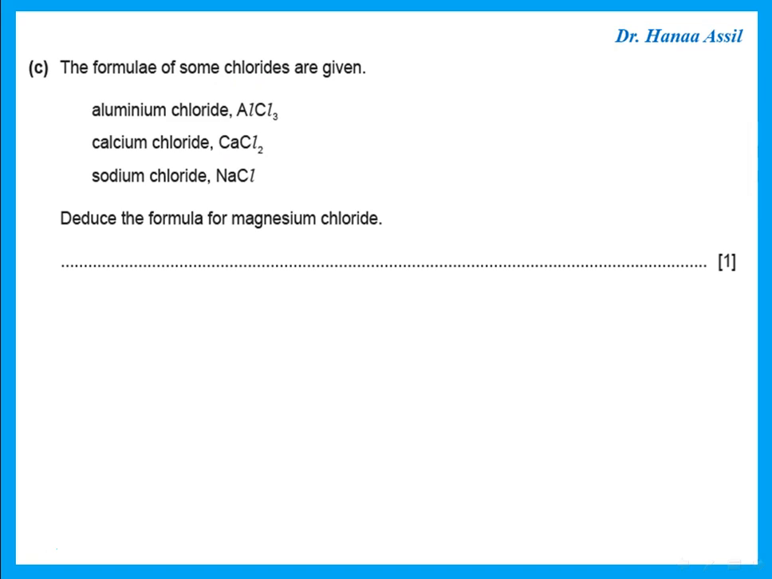The formula of some chlorides are given. Deduce the formula of magnesium chloride. Remember that when we put the formula of something, we write the symbols and then we put the valency of one under the other. So if I'm writing magnesium chloride, I'm going to write the symbols. If you look at the periodic table, magnesium is in group 2, so its valency is 2. So the 2 goes under the chlorine. Now, chlorine is in group 7. That means it has valency 1, and that means I'm not going to write anything under the Mg. So the formula for magnesium chloride is MgCl2.